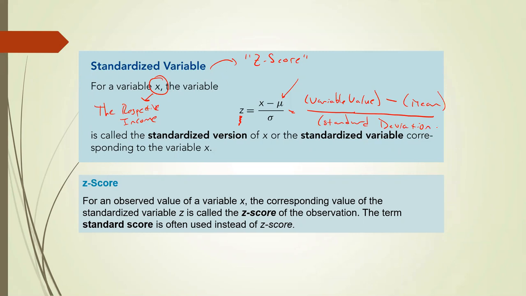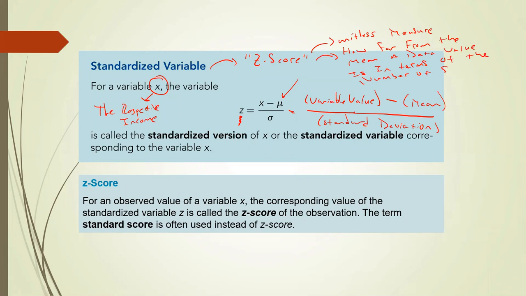This z-score is a unitless measure. I'll show you with the first example what I mean by unitless. Really what it's telling you is how far from the mean a data value is in terms of the number of standard deviations. So if you get a z-score of 1, that means you're 1 standard deviation above the mean. If you get a z-score of minus 0.3, that means you're 0.3 standard deviations below the mean.